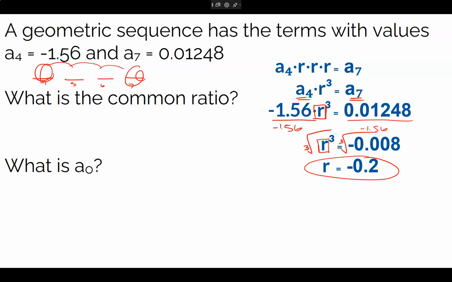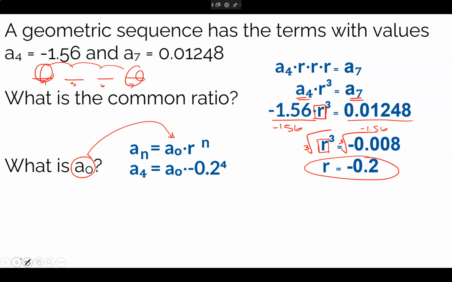All right, so now I have my ratio. Now I can go backwards. Now I can go back to find my term 0. I'm going to use my A0 formula. That's what we're looking for, right? So I'm going to use the formula that has A0 in it. I know my R, it's negative 0.2. I can also plug in a term. They gave me A4, they gave me A7. I am personally going to use A4.